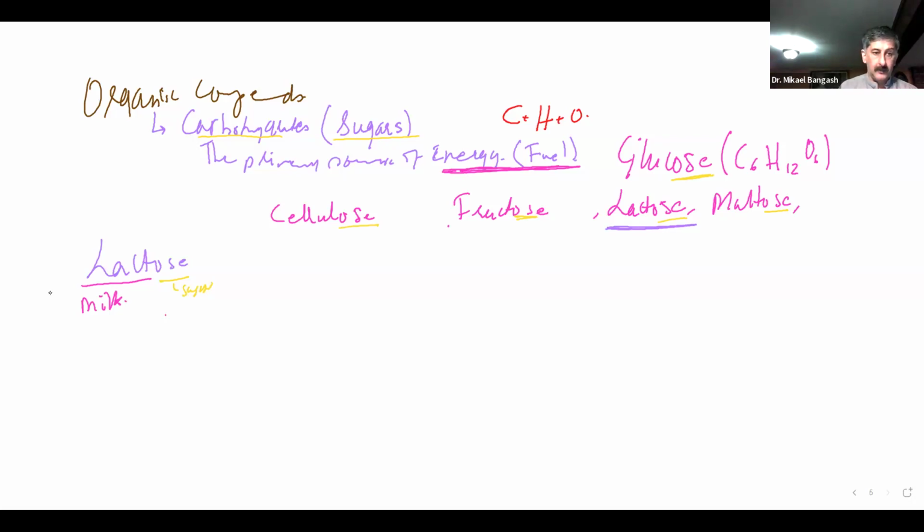Now, this sugar, lactose, as far as its chemical structure is concerned, is going to be what we'll call a bisaccharide, where the word bi stands for two. And the word saccharide is again just a fancy word that means sugar.